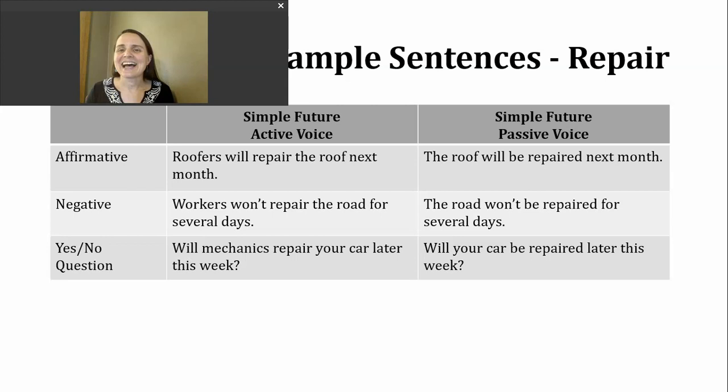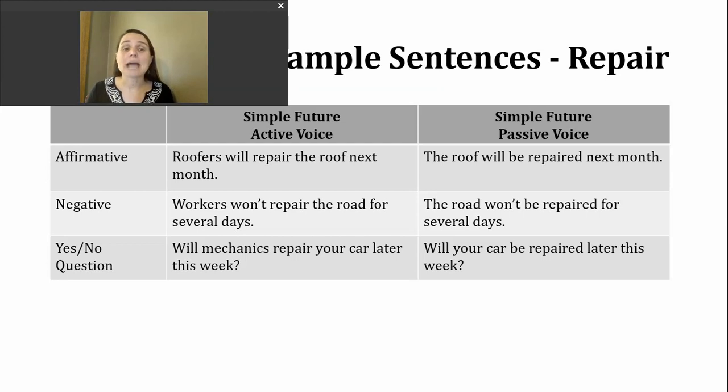Let's look at the same sentence that we used in the affirmative, but we'll make it passive this time. The roof will be repaired next month. So the roof is receiving the action. It's receiving the repairs. We don't know who's doing it, but we could probably make a guess about who might be doing the repairs.